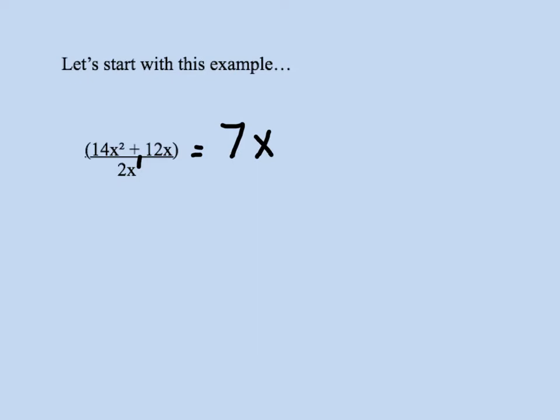Moving on to the next term, 12x divided by 2x. 12 divided by 2 is positive 6. Now, this is a concept that's often difficult for students to understand. We have x divided by x. Any number or any variable divided by itself is simply 1. Students think that they cancel, but they don't actually cancel. They equal 1. And because 6 times 1 is simply 6, we don't need to write that out. So there we have it. 14x squared plus 12x divided by 2x is equal to 7x plus 6.